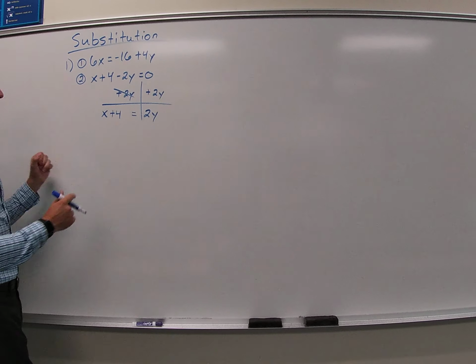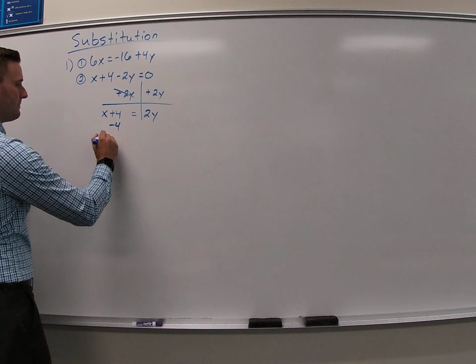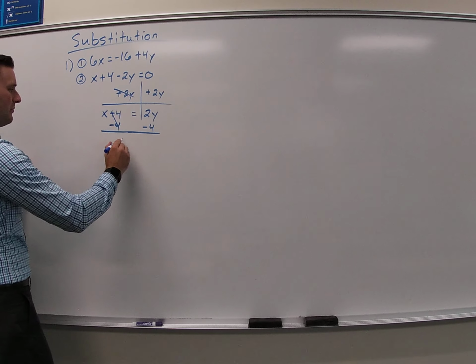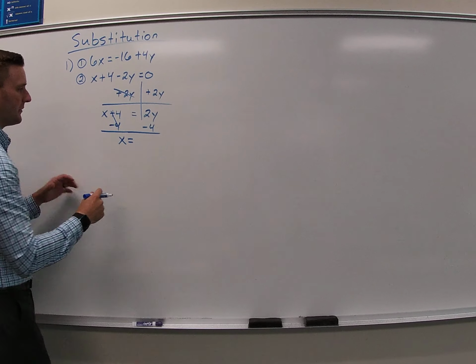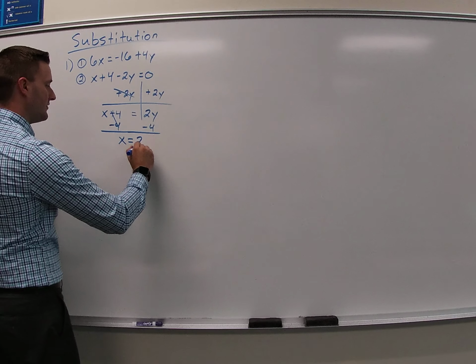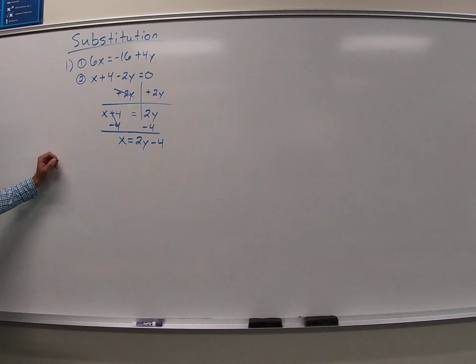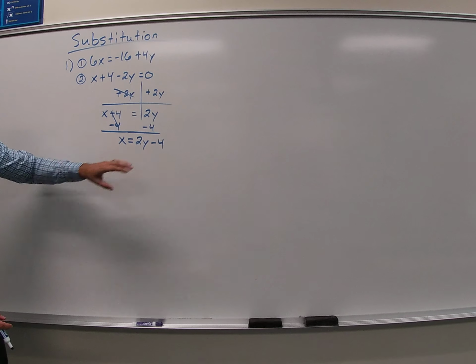Now finally, to get x by itself, we're just going to subtract 4. So if I subtract 4 over here, subtract 4 over here, remember, because those are not like terms, I'm going to write the variable first. So I'm going to write 2y and then the constant by itself, so minus 4. So x is equal to 2y minus 4.